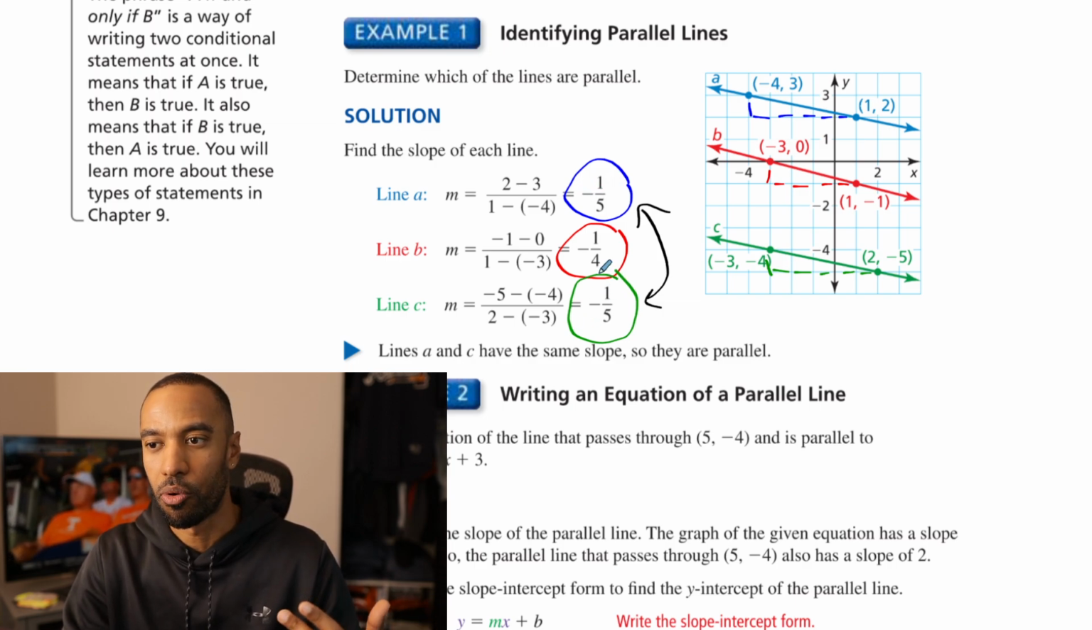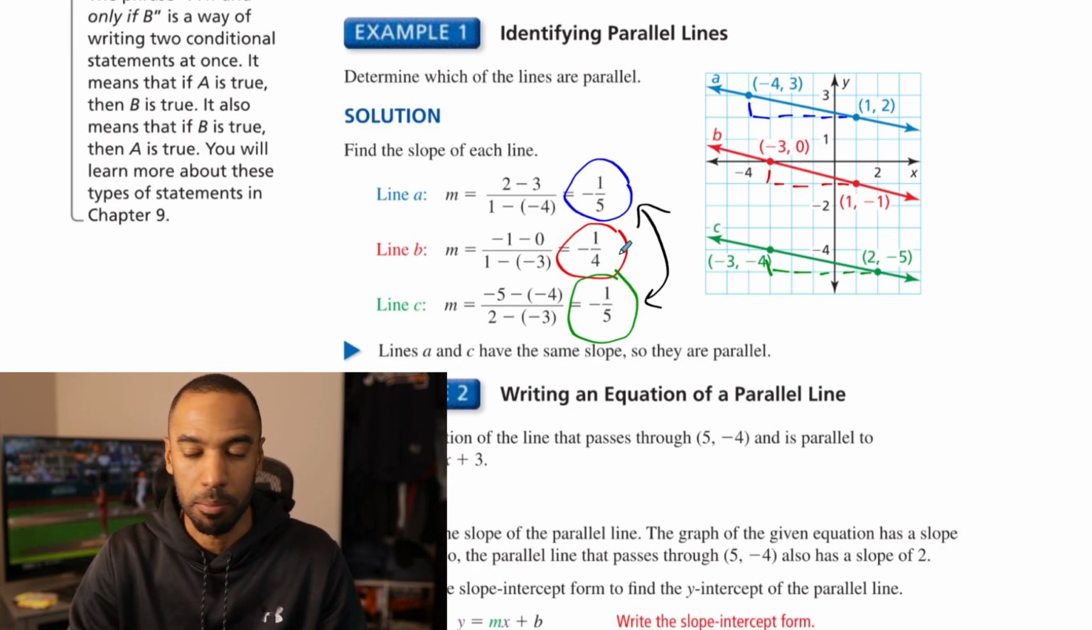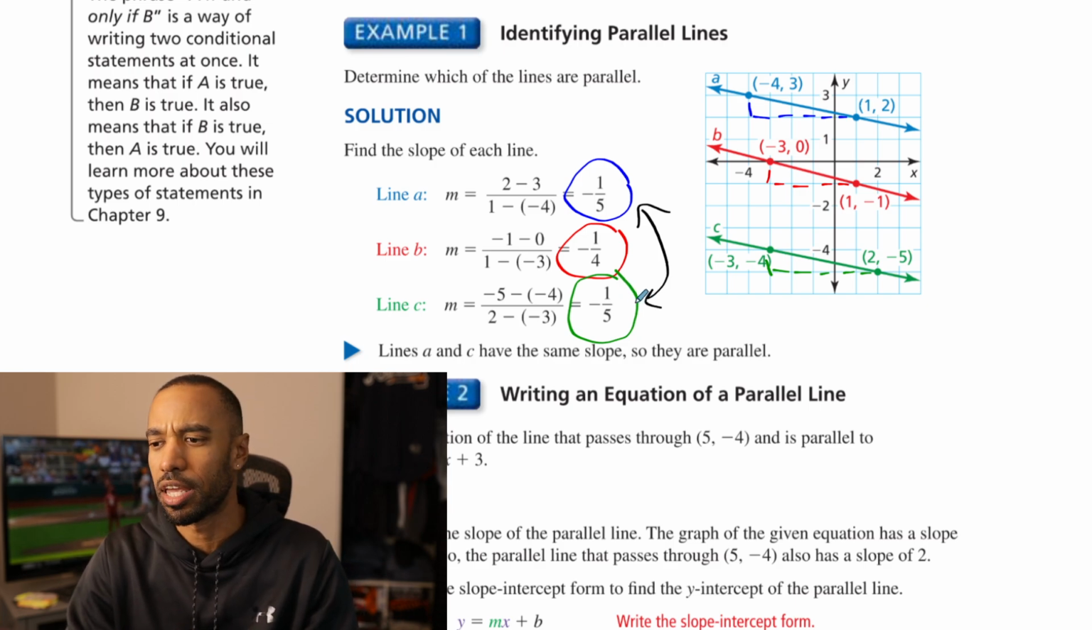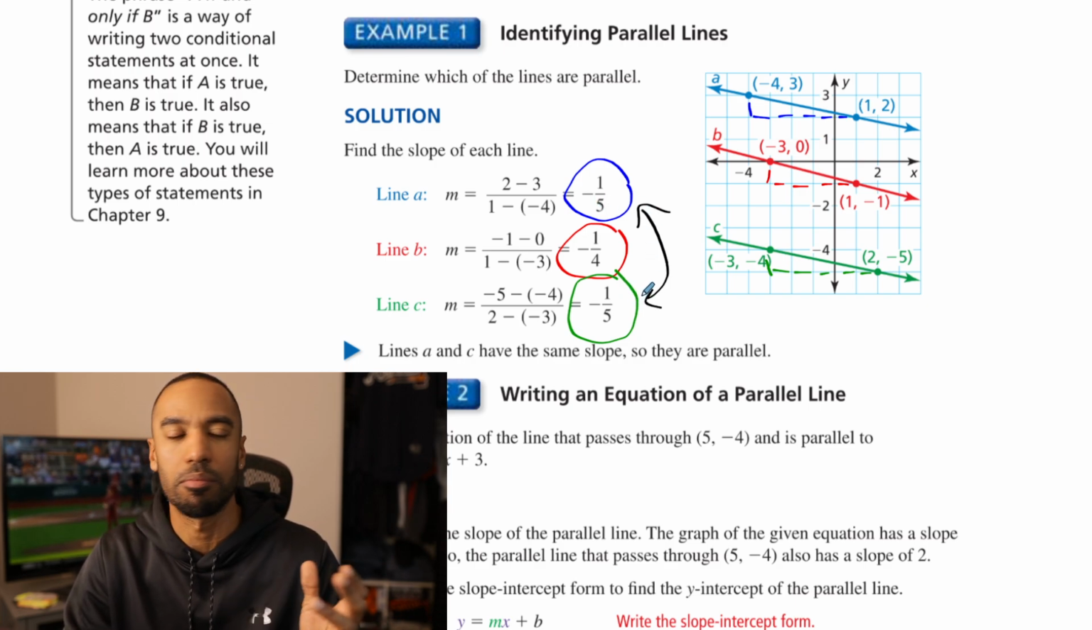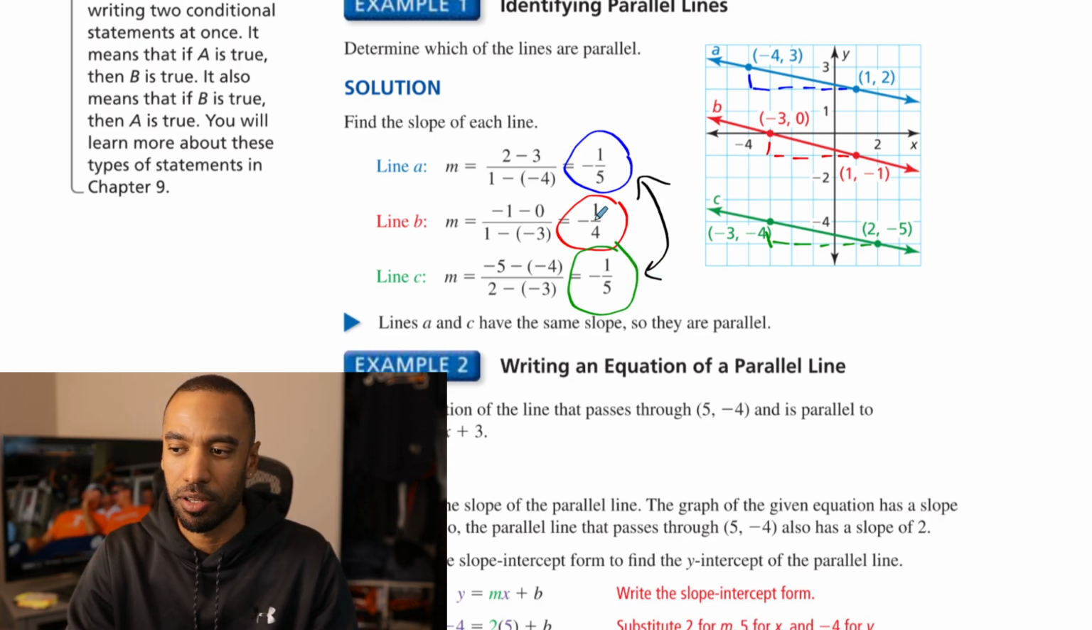And I think this starts to point to why we need to reduce our fractions, because let's say, and I'm sure they're going to give us examples, but let's say for line C we had negative 2/10. Then you're sitting there like, oh, that's not the same as negative 1/5, but it is, right? Because it reduces to it. So anyway, lines A and C are parallel. Line B is not with those.